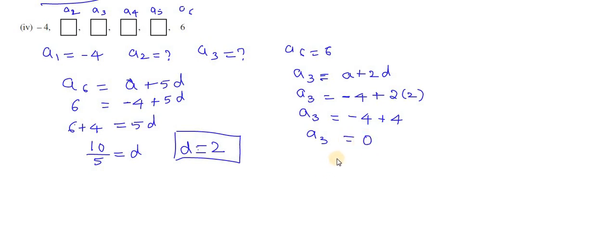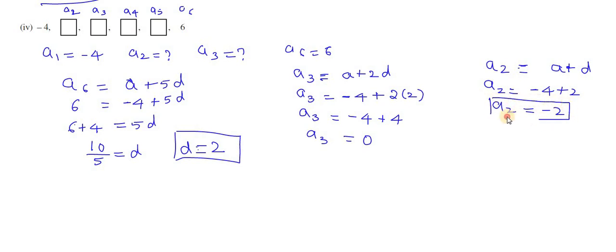Okay, then what is a2? a2 we need to find. Now a2 is equal to a plus d. So a2 is equal to minus 4 plus 2, which is minus 2. So a2 value is minus 2.